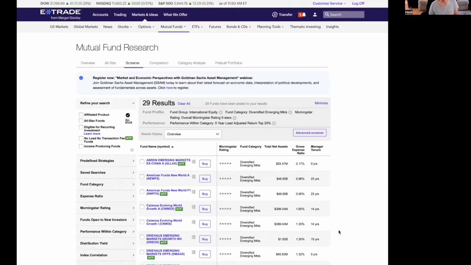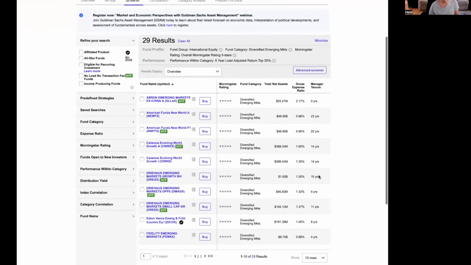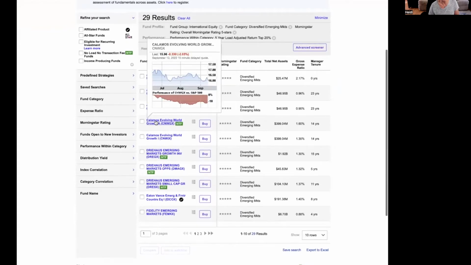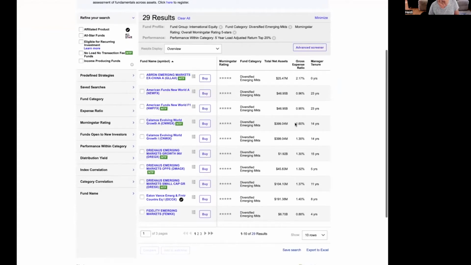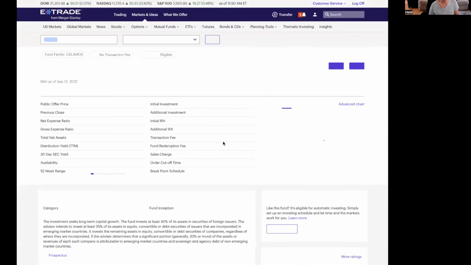And when we look here, we can see the expense ratio on this side and how long the manager has been in that position. So we can see, here's one, Calamos Evolving World. It looks like it has $399 million under management. The guy's been there for 14 years and their gross expense ratio is 1.6. So let's just take a peek at that.